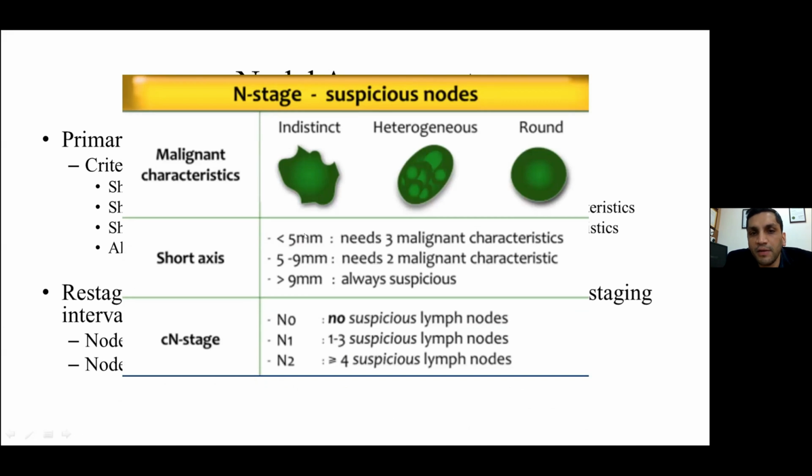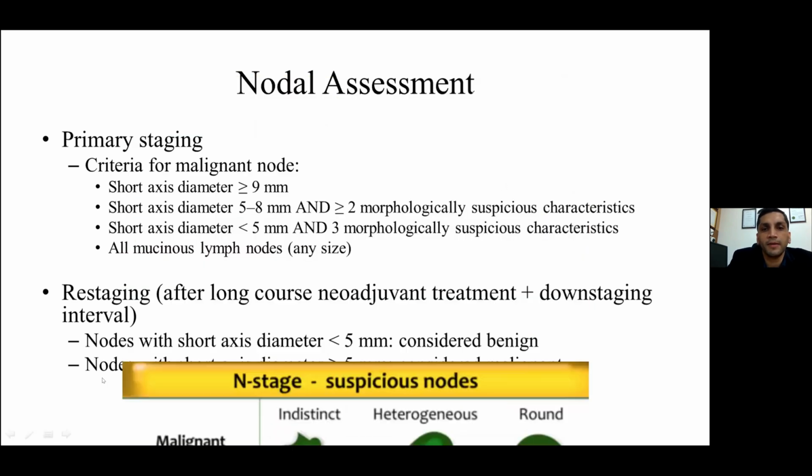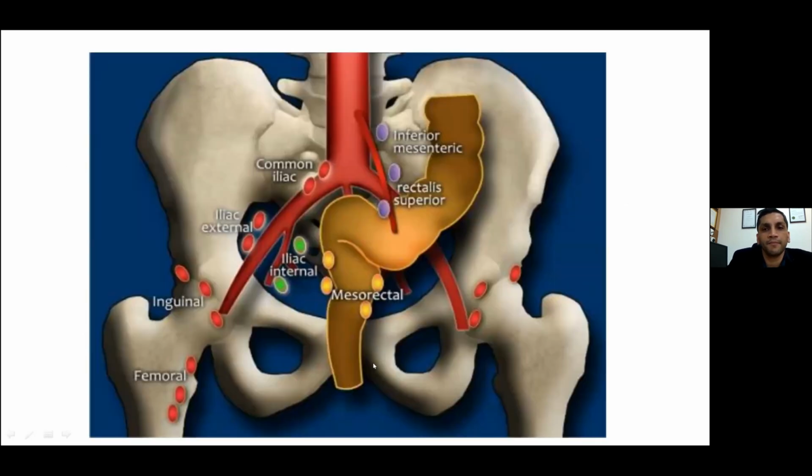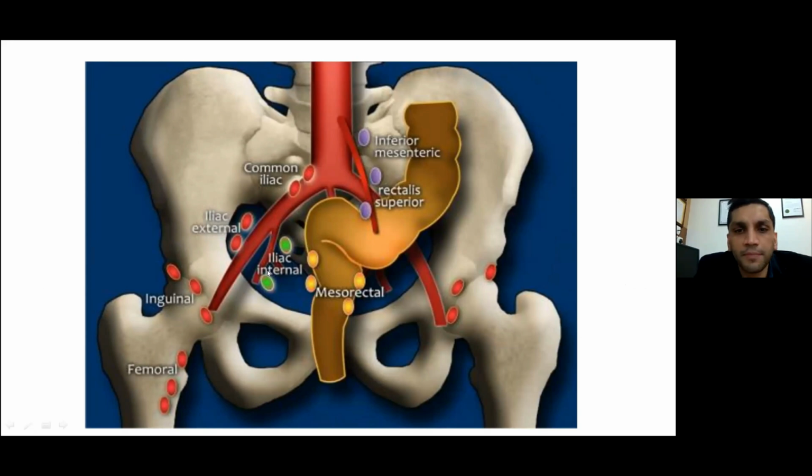If it is less than 5 millimeter, it would need to have all the three characteristics, and that would actually improve the suspicion level for the lymph nodes. In terms of restaging after neoadjuvant CT, the nodes with less than 5 millimeter are considered benign, and nodes beyond 5 millimeter are considered malignant. So this is a diagram that shows what are the common lymph nodes, the mesorectal lymph nodes, and how beyond mesorectal lymph nodes the chain is there and how their involvement can happen.